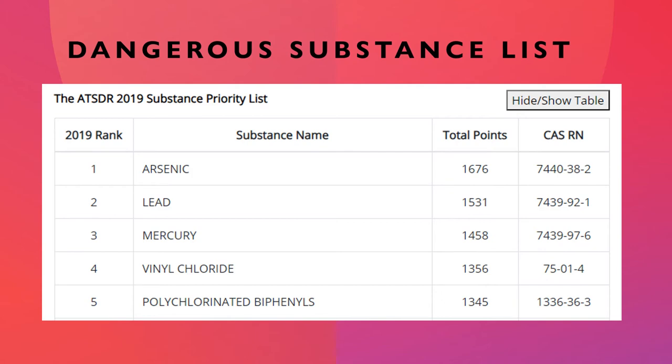But yes, you can have arsenic poisoning and you can die and get sick. You can have lead poisoning and you can die and get sick. If you're too exposed to these substances, it can have bad health effects for you.